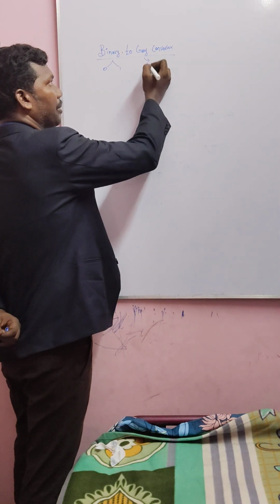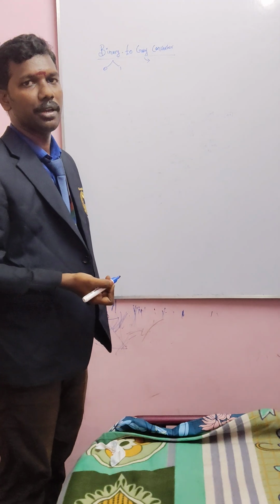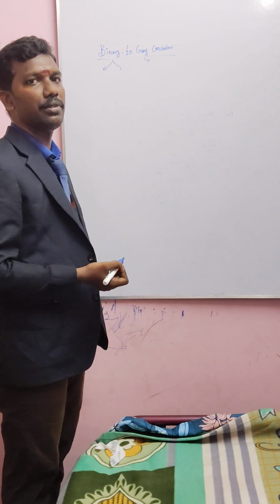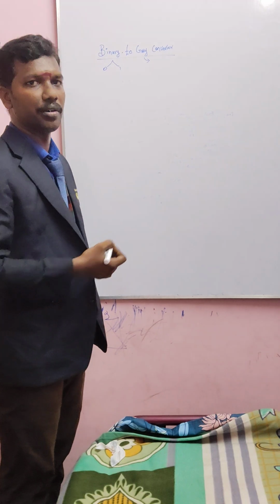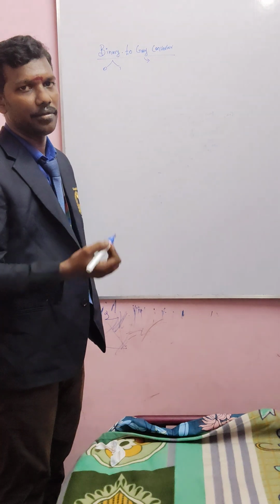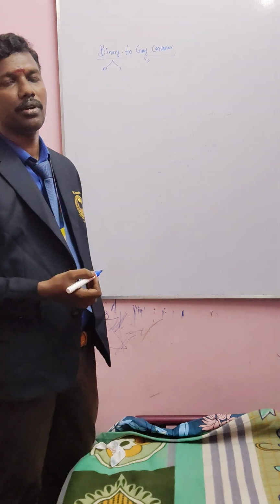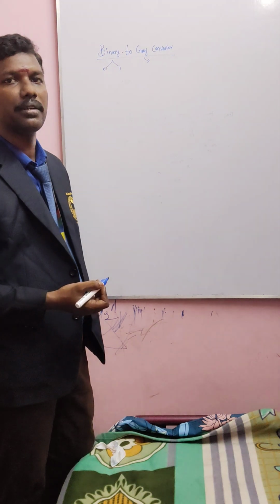Gray is one of the code conversions, a type of coding. This code is framed with the help of a set of procedures: we keep the first bit as the same, and the rest use modulo-2 addition, generally called the XOR operation. So gray code is made with the help of XOR operations.